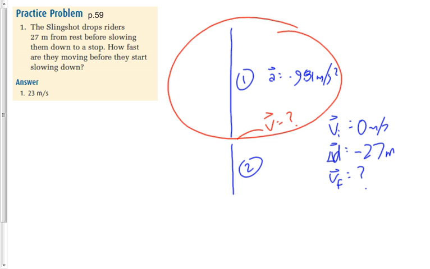If we wanted to analyze this section, we'll call it the green section, section 2, as it's slowing down, then the final velocity would absolutely be 0. And the initial velocity would be whatever the final velocity for the first stage is. All we want to get, though, is the final velocity for the first stage. How fast is it moving before they start slowing down, not after they stop?